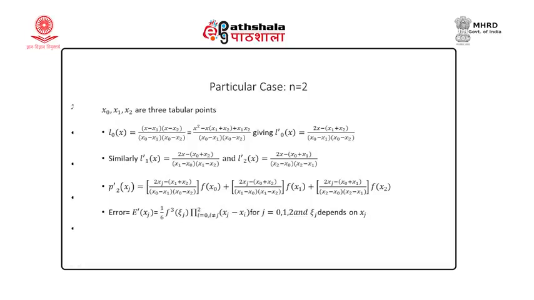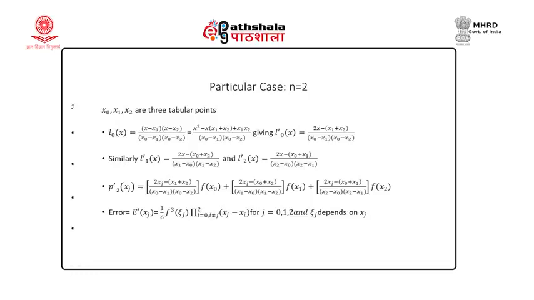So, minus 1 into (x 1 plus x 2), this is 0. So, 2x minus, in the bracket, x 1 plus x 2, and the denominator is a constant as it is, x 0 minus x 1 into x 0 minus x 2. And similarly, because this is L 0 dash x and we know it is L 0, you are getting x 1, x 2, x 0 minus x 1, x 0 minus x 2.